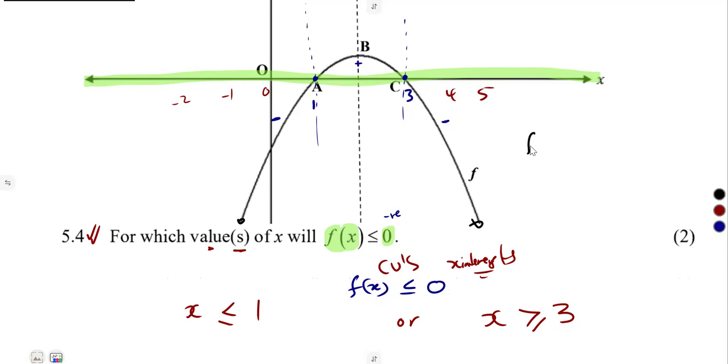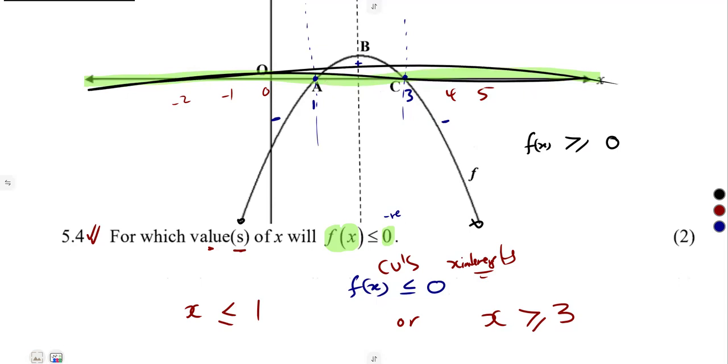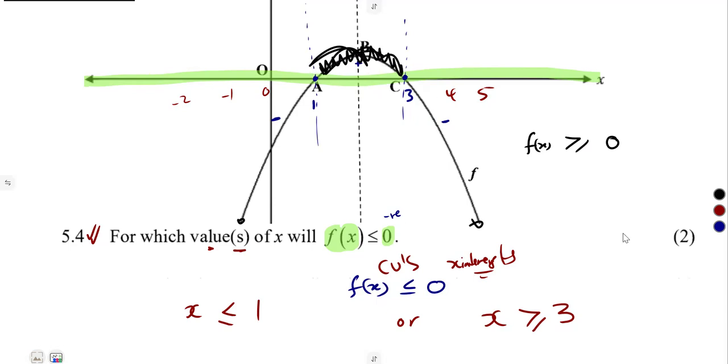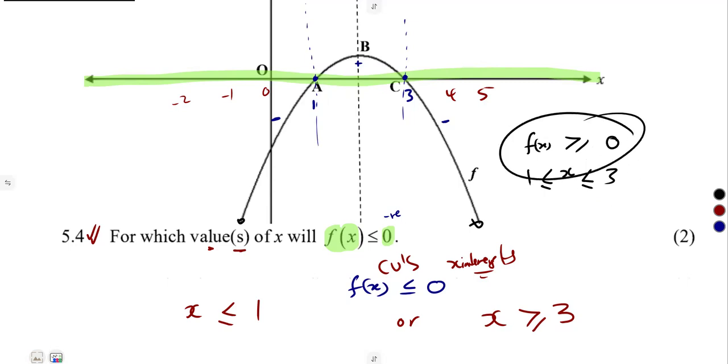So the opposite, if it was a condition where f of x is greater than or equal to 0, we are talking about where it is positive, above the x-axis, from A to C, in between this position. Our f of x is above the x-axis. So x must be greater than A, which is 1, but less than 3, in between 1 and 3. But because there's an equal to, we must also put that equal to on our solution. So if it was like this, then this will be our solution. What is important are the critical values, which are the x-intercepts.